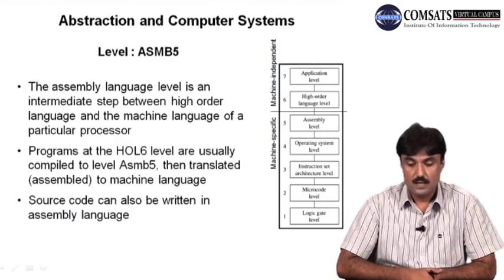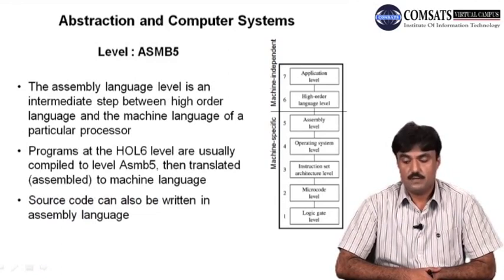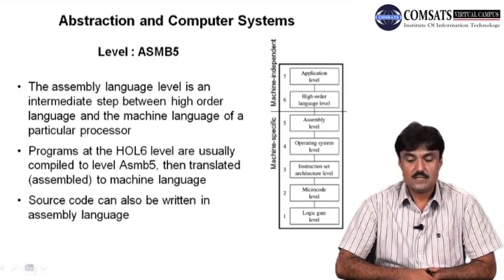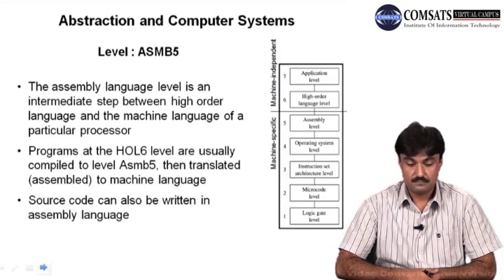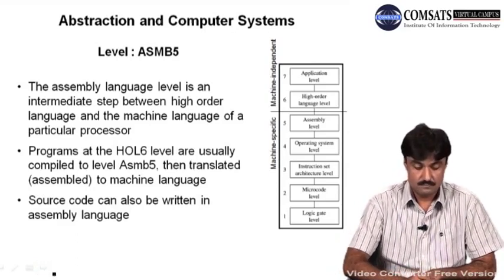on the machine. Now level number 5 is the assembly level. Assembly language level is an intermediate step between higher order language and the machine language of a particular processor. Programs at this level are usually compiled to level 5, then translated or assembled to machine language. Source code can also be written in assembly language.